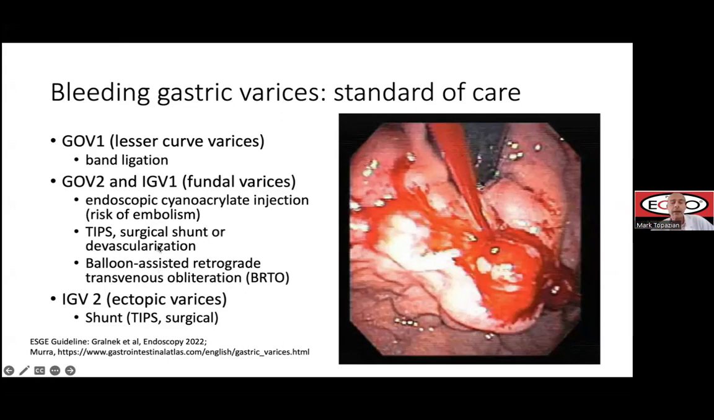And you'll notice that in this guideline, band ligation is not listed here. There are multiple randomized trials for actively bleeding fundal gastric varices comparing band ligation to cyanoacrylate. And in terms of preventing rebleeding, cyanoacrylate does better. So that's why it doesn't appear on this list. IGV2, the ectopic varices, you really need to do something to try and decrease the portal pressures. And that might be a shunt procedure radiologically or surgically.